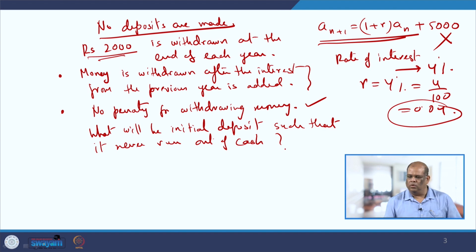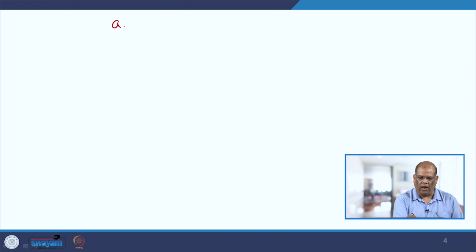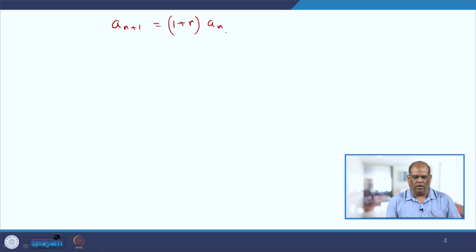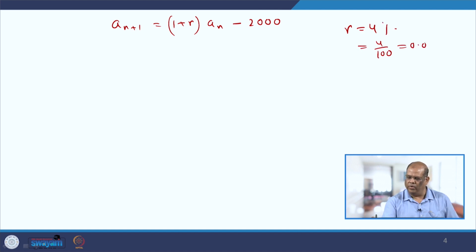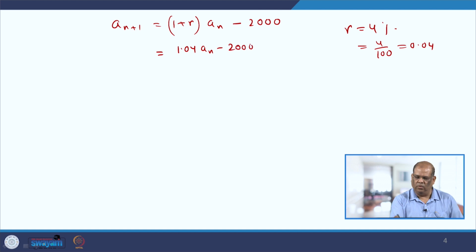So, if you want to model this, this part remains the same, that is A_(n+1) = (1 + r) A_n, but then you are withdrawing the money, so minus 2,000 every year, and your r, as told, is 4%, which is 4 by 100, which is 0.04. So, A_(n+1) = 1.04 A_n minus 2,000.